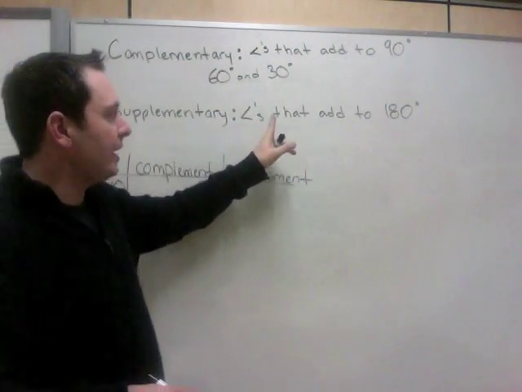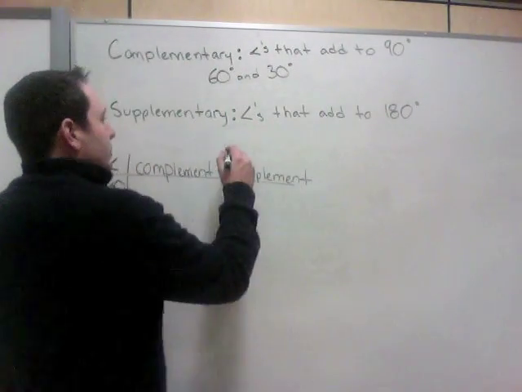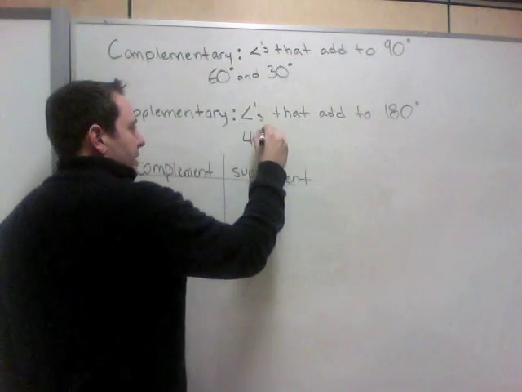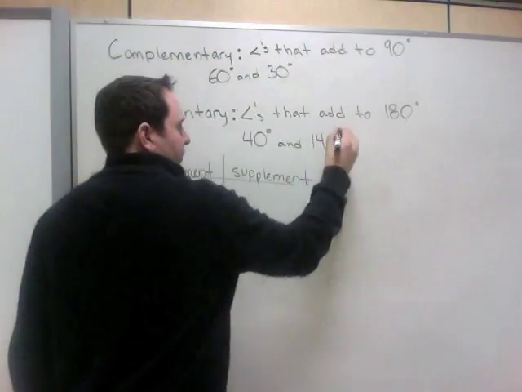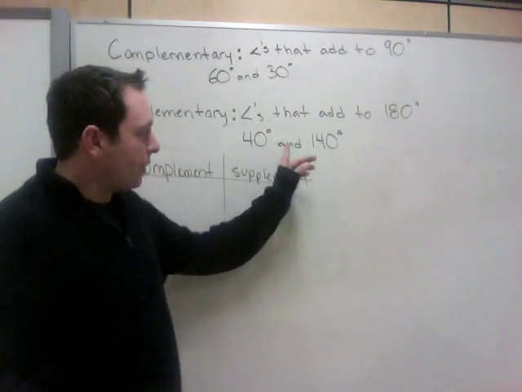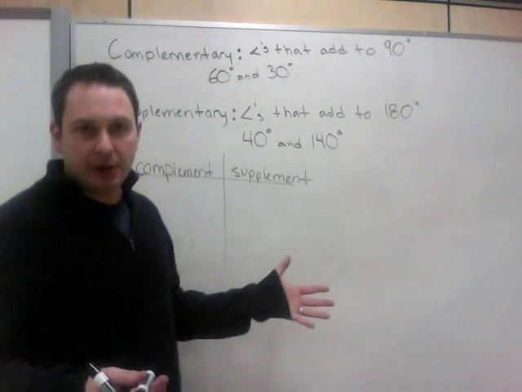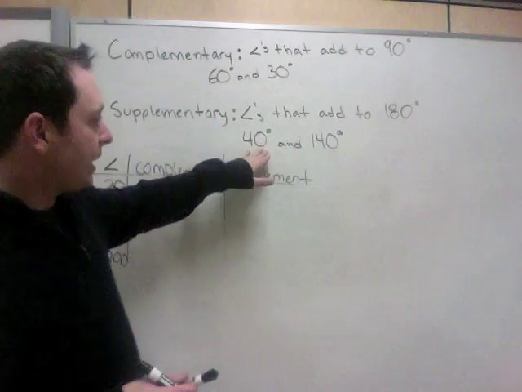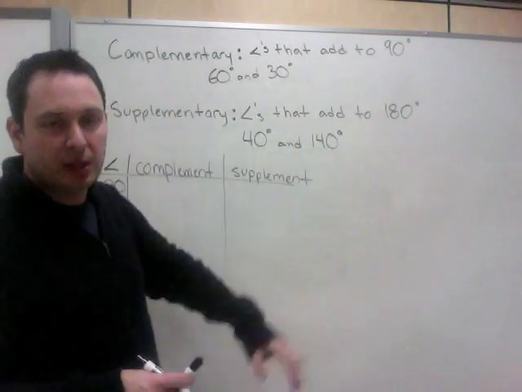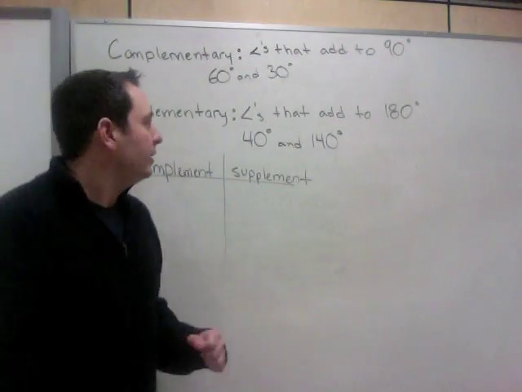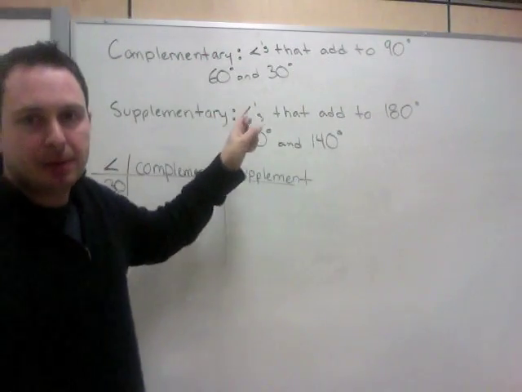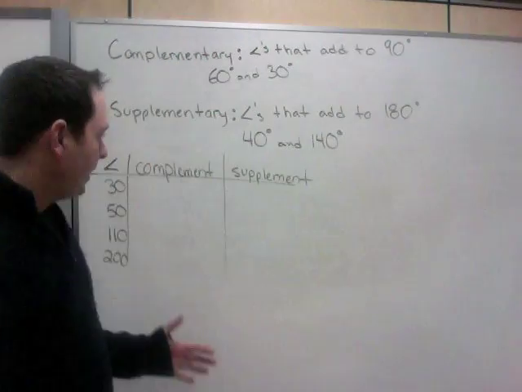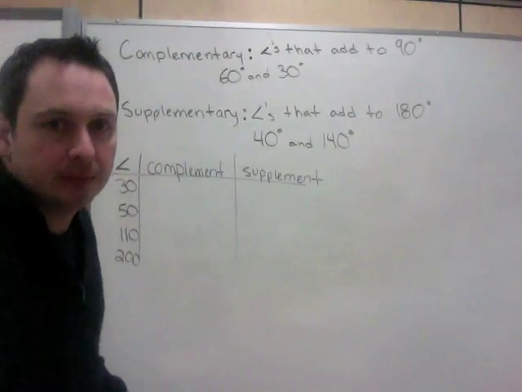Supplementary are angles that add to 180. So if I had 40 degrees and 140 degrees, these two angles, if you add them up, are 180 degrees together. So the supplement of 40 is 140. You need to come up with some way in your mind to remember that complementary adds to 90, supplementary adds to 180. And so now let's look at a little table here.